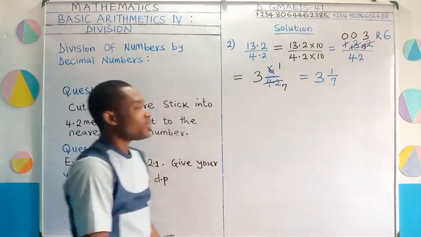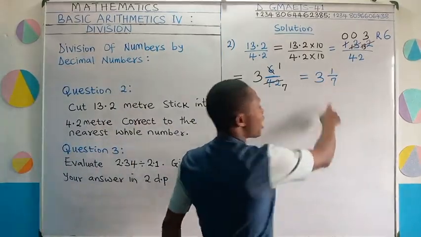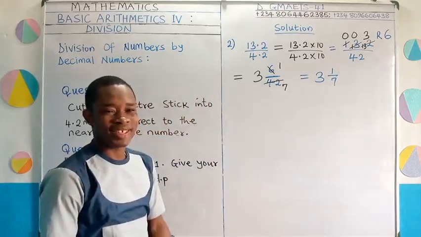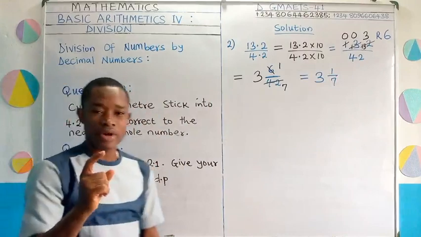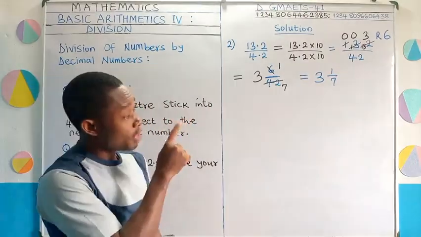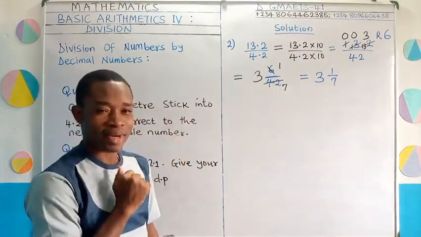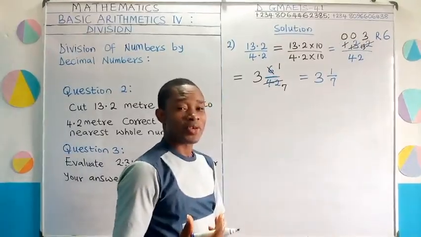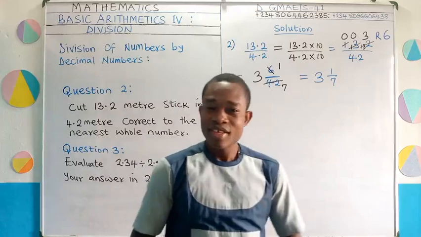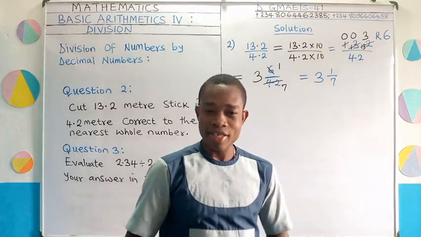Now, at this point, the question said I should get my answer correct to the nearest whole number. So I am not even allowed to leave my answer as a mixed fraction. I'm to get it in decimal number. That's why the question said we should correct it to the nearest whole. So we have to change 3 whole number 1 over 7 to a decimal answer, okay? Let's do that. Of course, you've learned that already, how to get your answer in decimal.